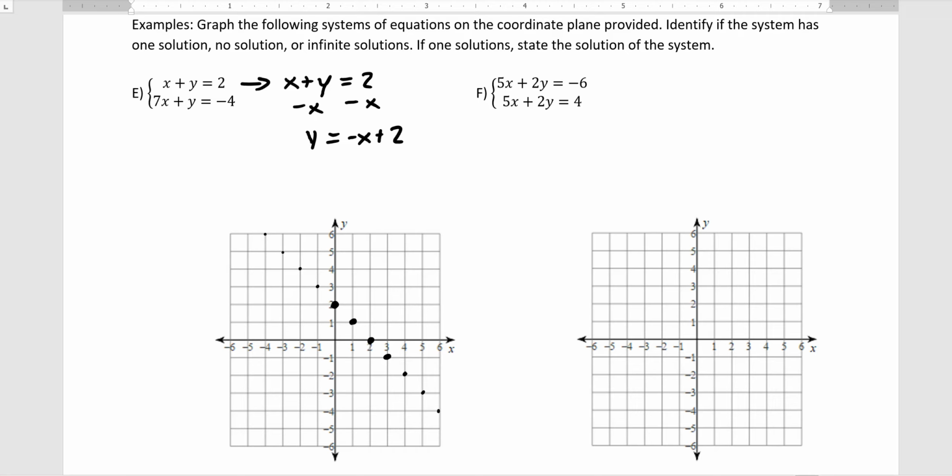Beautiful. Up 1 over 1. Yes, yes, yes. Connect the dots. Gorgeous. Alright, now looking at the second equation, 7x plus y is negative 4.